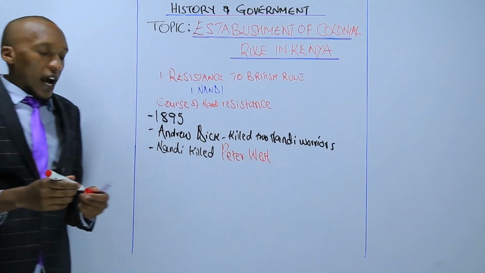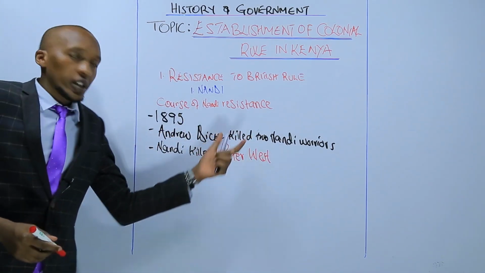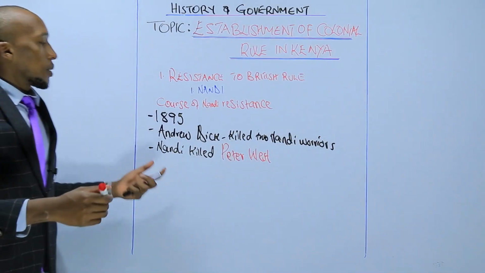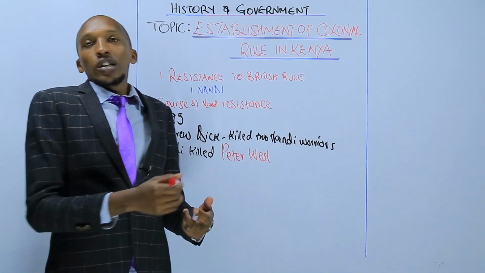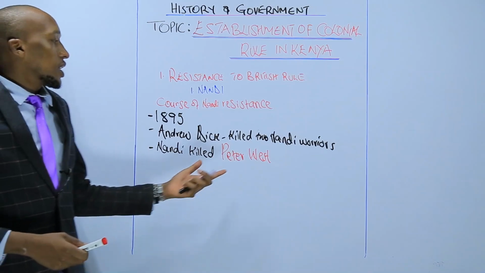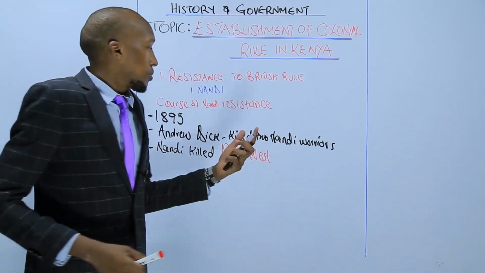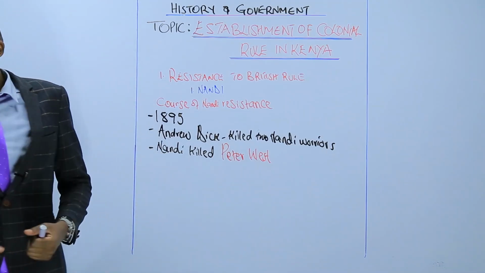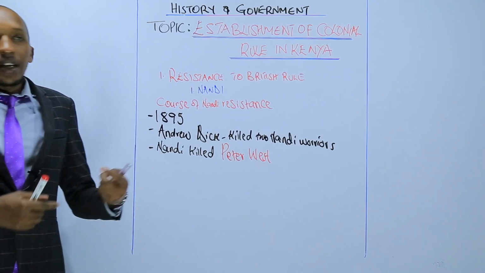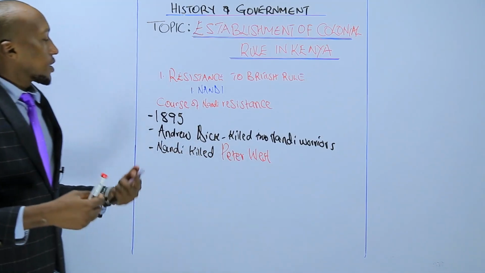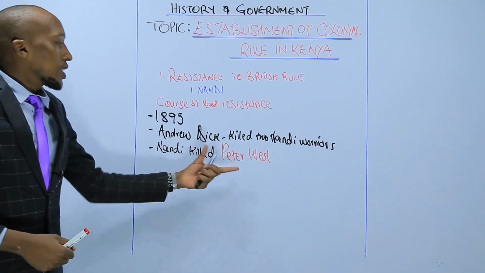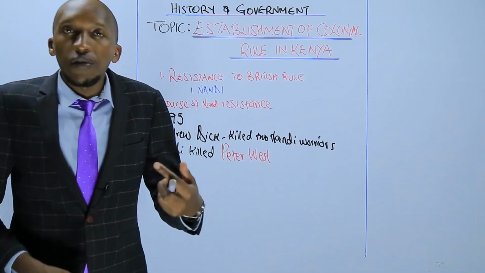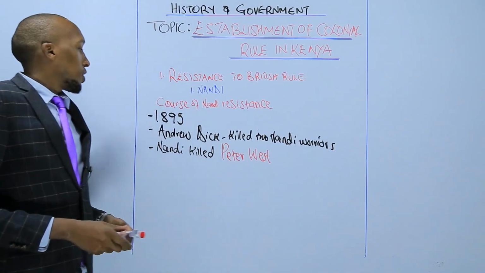So immediately after Andrew Dick attacked and killed the two Nandi warriors, the community retaliated by killing another trader who was known as Peter West. So that sparked the bad blood, the killings, or the resistance of the Nandi. Immediately after that, the Nandi also continued with a series of attacks on the British traders.